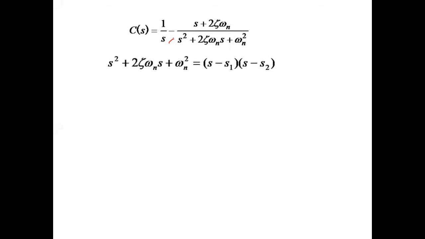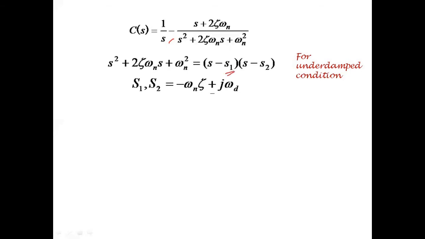So now the condition which you are going to apply here is the underdamped condition. In the previous lecture, I have derived the roots of the equation for an underdamped condition. So we know that the roots of the equation for the underdamped condition are given by s1, s2 is equal to minus omega n zeta plus or minus j omega d. So let me substitute s1 as minus omega n zeta plus j omega d, and s2 as minus omega n zeta minus j omega d.